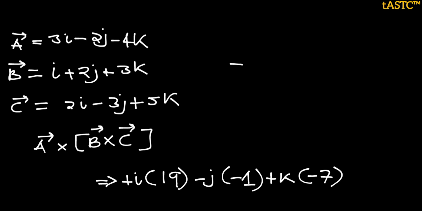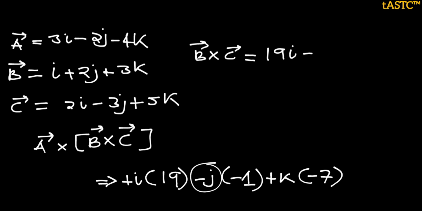So I think I need to write it here. b cross c is going to be equal to 19i minus, well, this should be a plus. We've got a negative j multiplied by negative 1. So that gives us a positive j. On this side, we have a minus 7k.